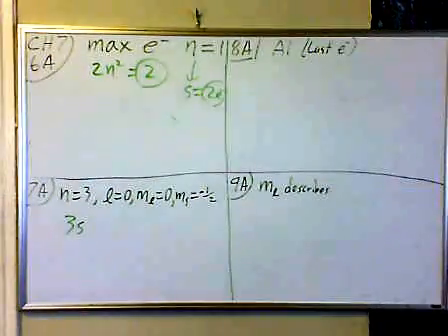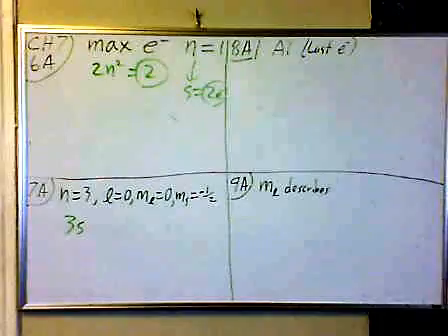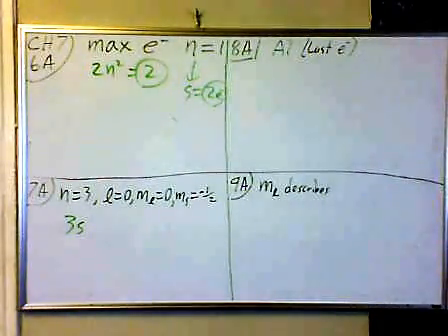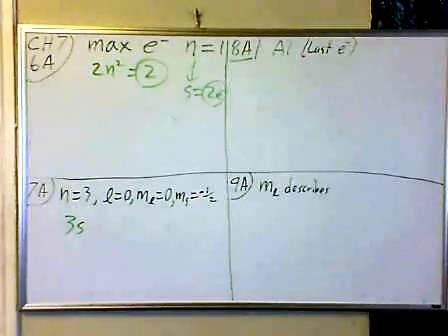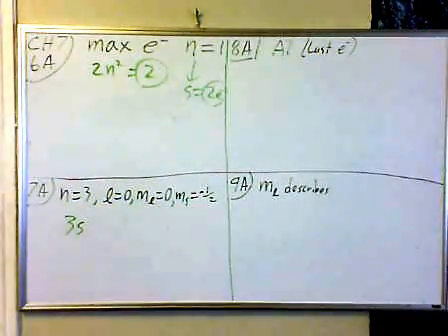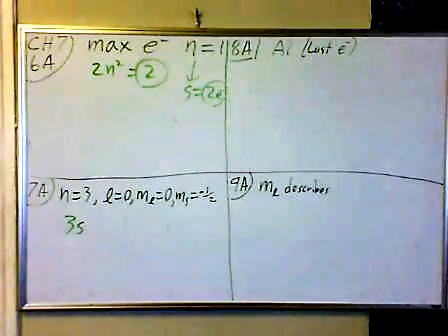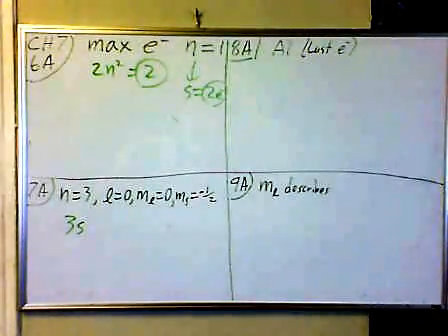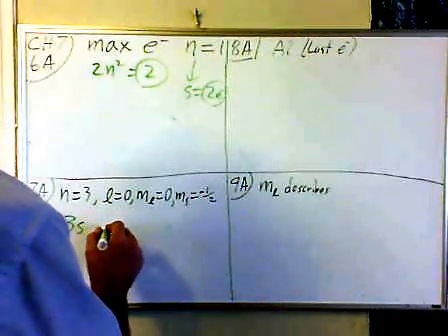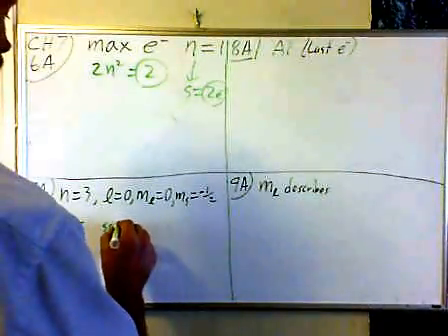m sub L equals 0 is not telling us anything additional because s only has 1 orbital. So it's in that 1 orbital. And m sub S of 1/2, we could take by convention that positive 1/2 would be a spin up, negative 1/2 would be a spin down. So this would be a 3s electron in spin down configuration.